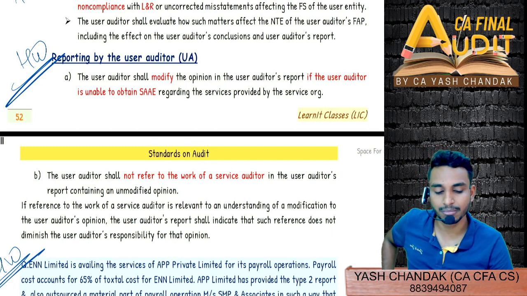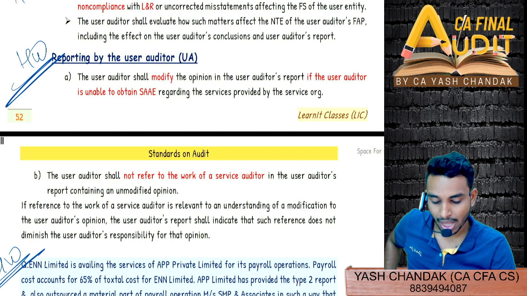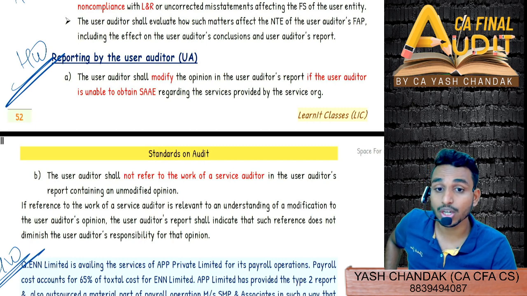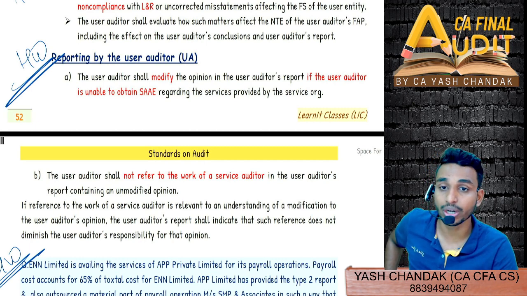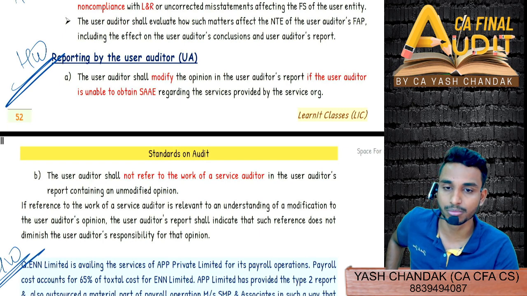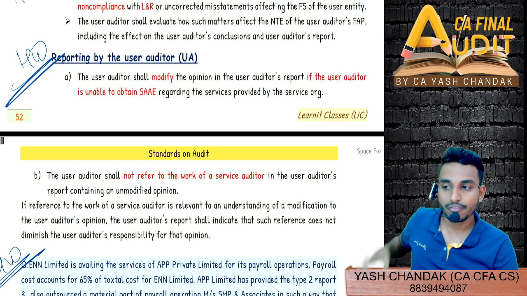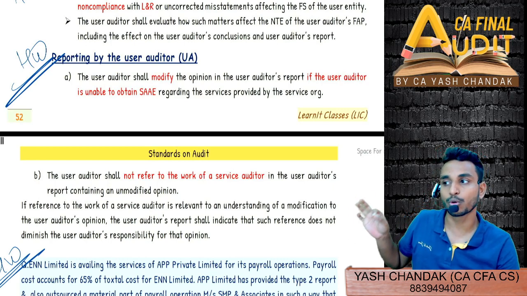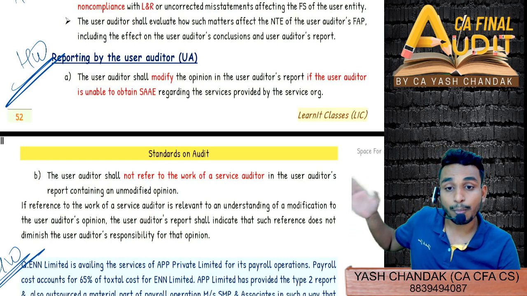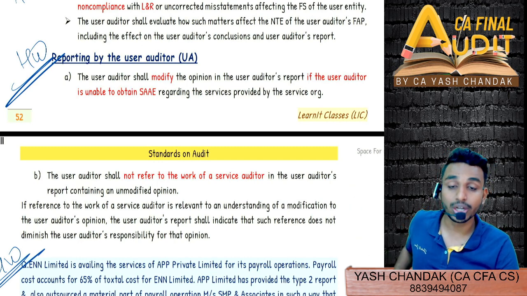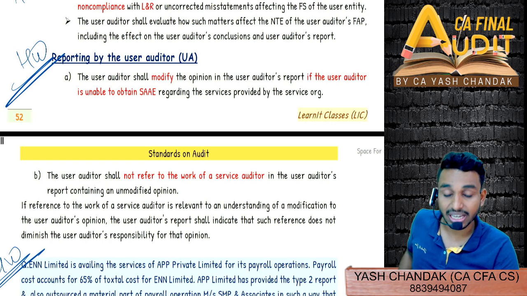Whatever the reason he is modifying the opinion, the user auditor shall, however, not refer to the work of the service auditor. He cannot refer to it. It's not his responsibility. The user auditor is obtaining all the information from the service auditor, the type 1 and type 2 reports, but whatever responsibility is there lies upon the user auditor only. So the user auditor will not refer to the work of the service auditor if the report contains an unmodified opinion.